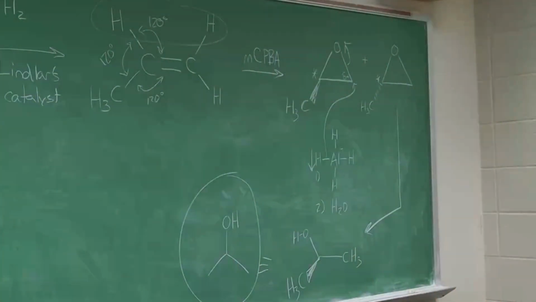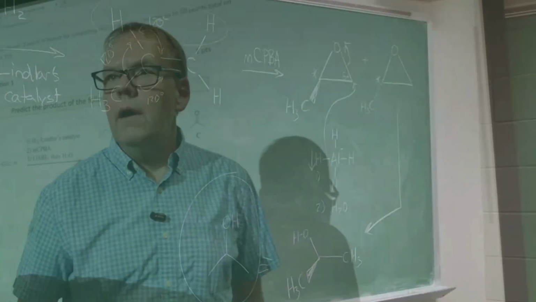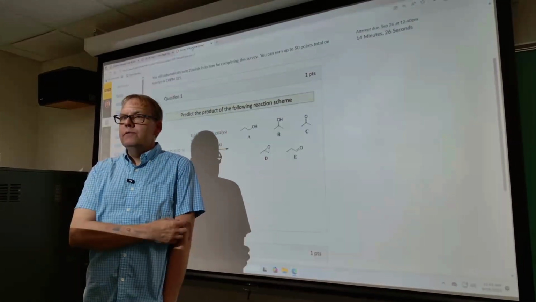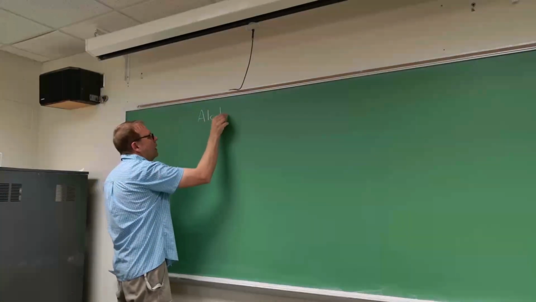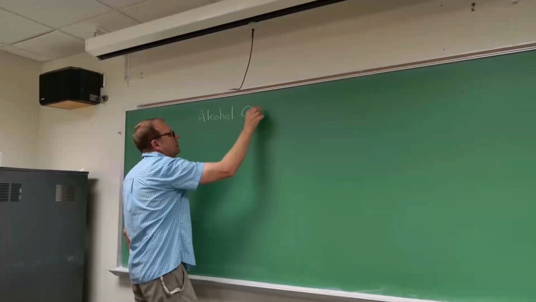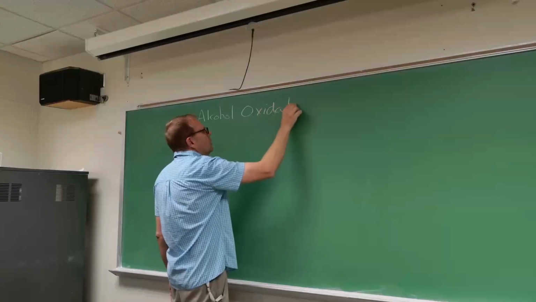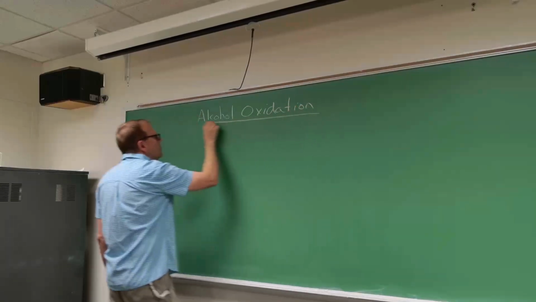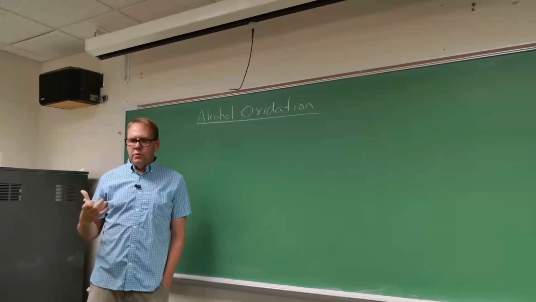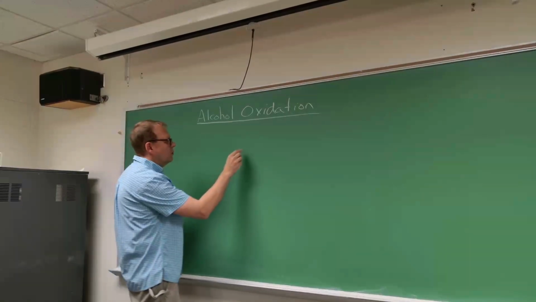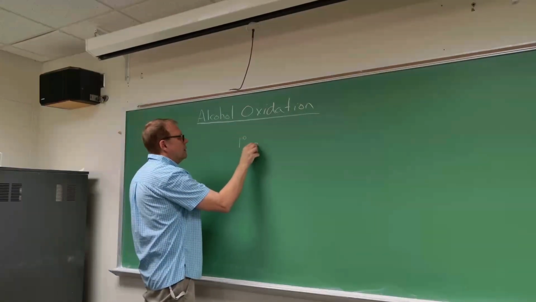The last thing we have to do is to talk about oxidation of alcohols. That's the last bit of new chemistry that we need to discuss. So we're going to do that now. Alcohol oxidation involves removing hydrogens from alcohols. So let's review what kinds of alcohols we have, because this is important. This affects how they work. There are primary alcohols.